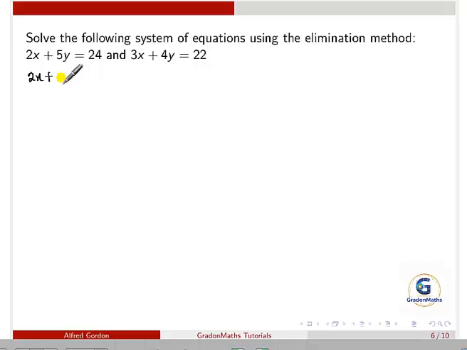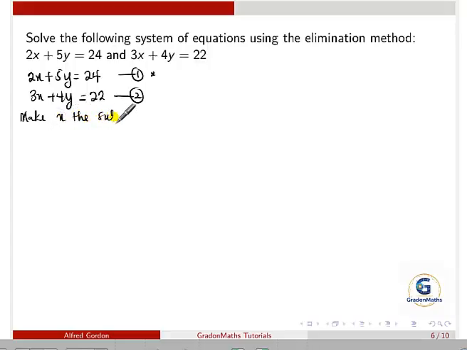So we have 2x plus 5y is equal to 24 as our equation 1. And we have 3x plus 4y is equal to 22 as our equation 2. Okay, so let's come to equation 1. Okay, let's make x the subject in equation 1. So here equation 1 is 2x plus 5y is equal to 24.